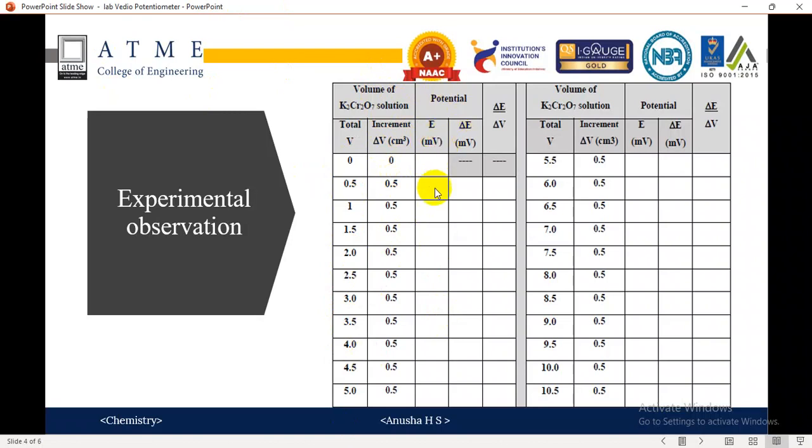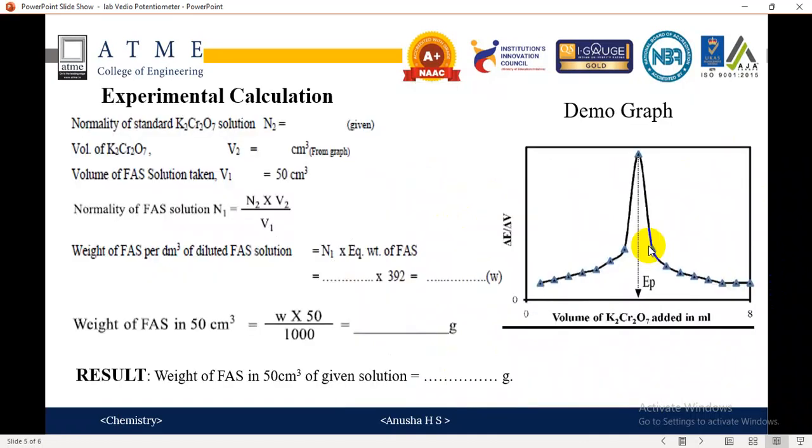You take the potential here, and delta E is nothing but the change in potential, so you calculate the change in potential. After that, calculate delta E by delta V, the change in potential divided by the change in volume, and note it down. Once you have obtained the delta E and delta V values, you plot a graph. On the x-axis you take the volume of K2Cr2O7, and on the y-axis, delta E by delta V.